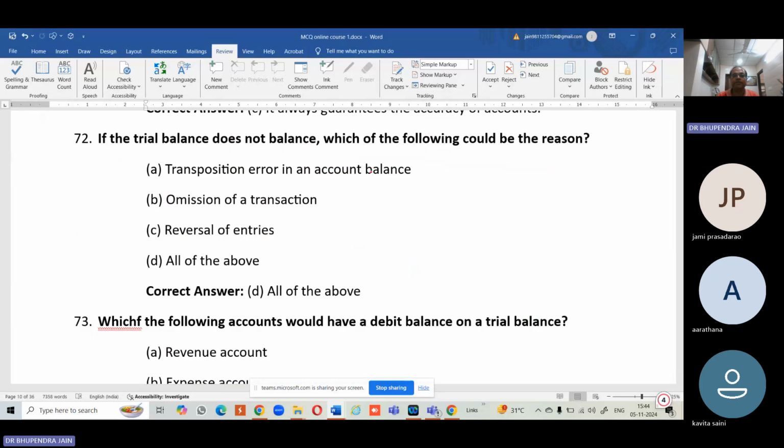Next, if the trial balance does not balance, which of the following could be the reason? If the total does not match. Transposition error in account balance? Yes. Omission of transaction? Yes. Reversal of entry? Yes. So the answer is all of the above.